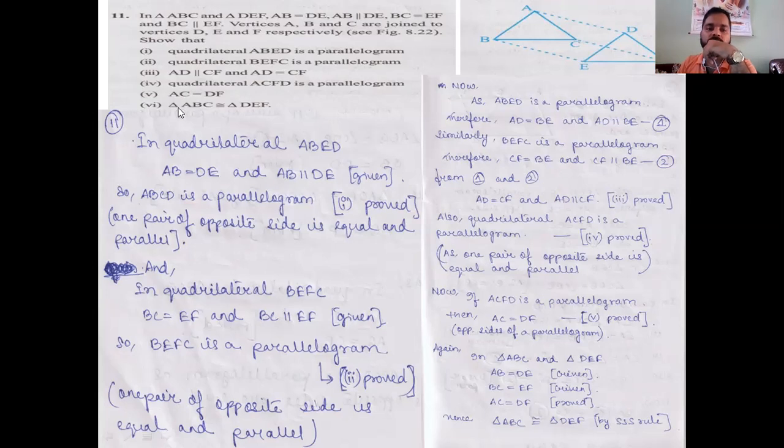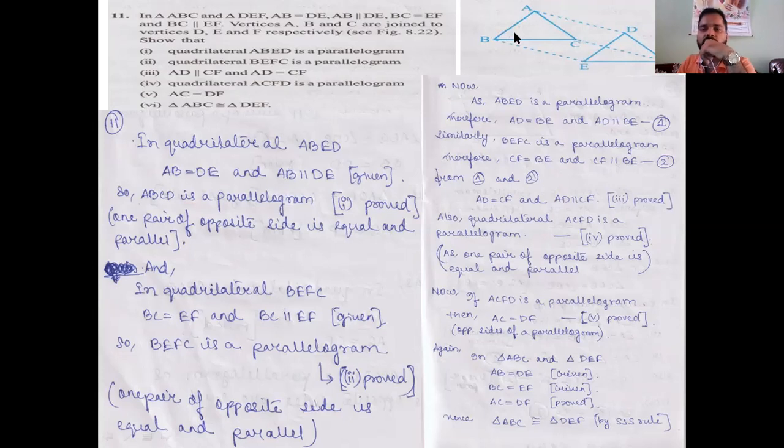So now, last one you see, triangle ABC is congruent to DEF. These are the triangles. See, AB is equal to DE. Why? Because ABED was a parallelogram, so opposite sides are equal. Then BC is equal to EF. Why? Because BEFC was a parallelogram, so opposite sides will be equal. So in these two triangles, you got two sides equal. So we shall see for the third side. Just now you proved that ACFD is a parallelogram, so obviously their opposite sides will also be equal. So AC is equal to DF.